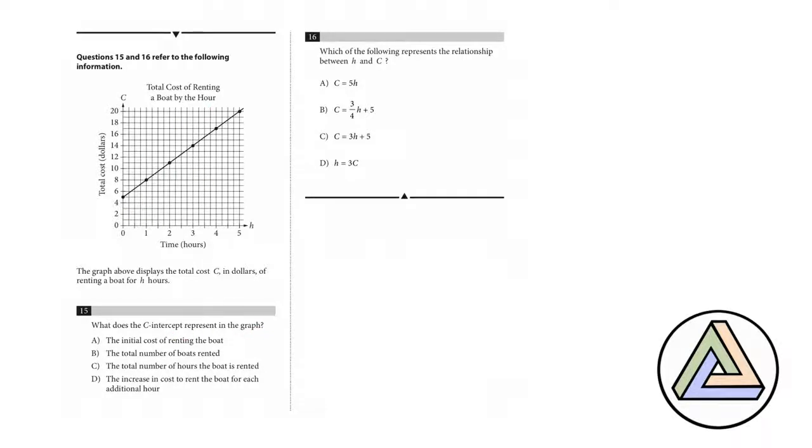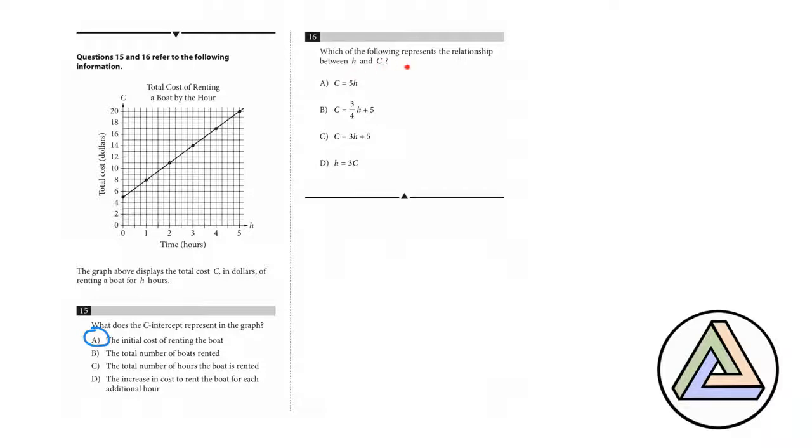I'm kind of used to these, so my eyes are immediately drawn to this y-intercept, and I'm thinking, okay, well, at 0 hours, there's still a cost associated, so that's interesting. So the C-intercept represents the initial cost of renting the boat. Yes, initial cost of renting the boat.